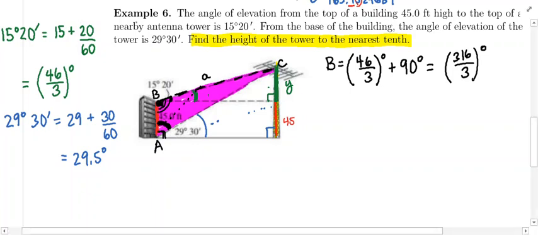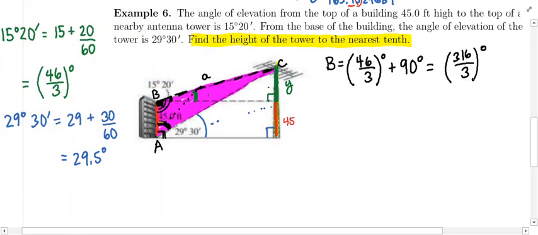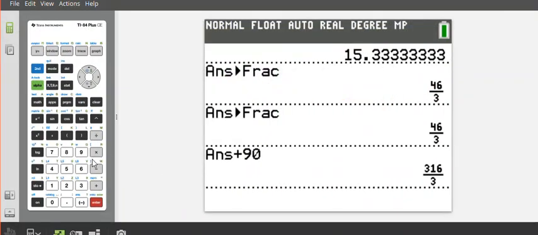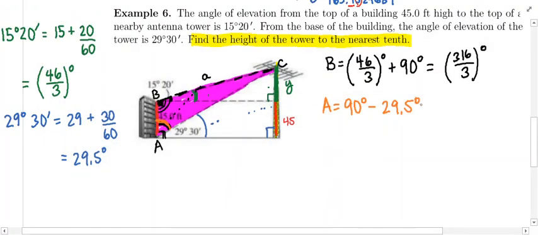And again, when I'm talking angle A, let me color this in a different color. Angle A is this angle in orange. Okay, so angle A is going to be a full 90 degrees minus 29.5 degrees. So 90 minus 29.5. Here we go. This is going to be a 60.5 degree angle.